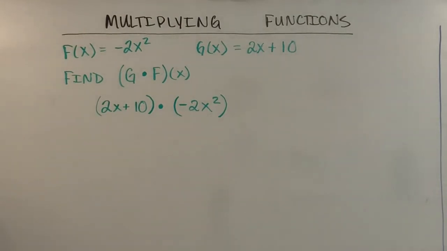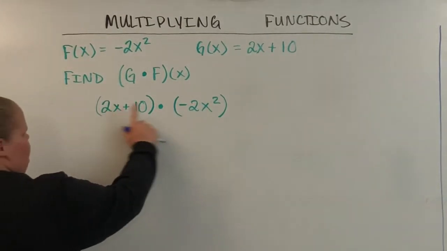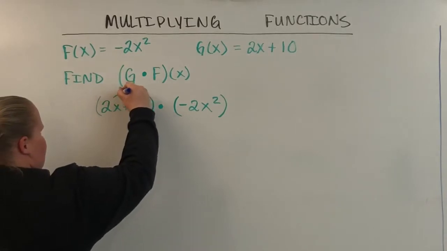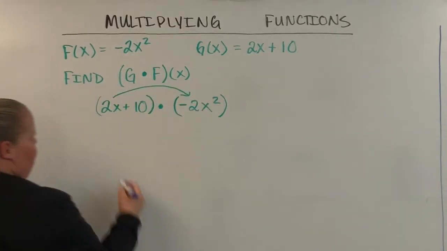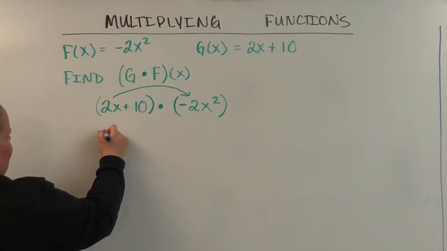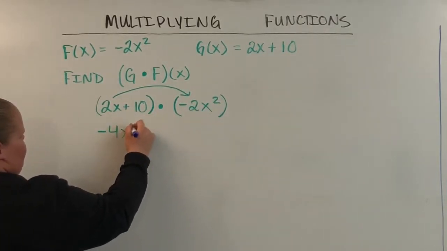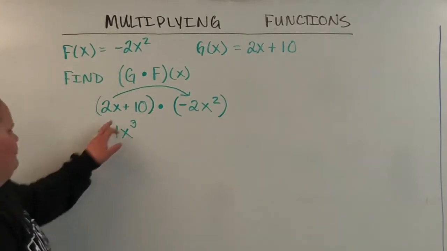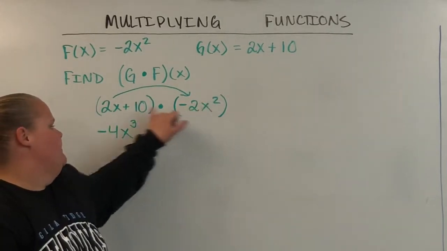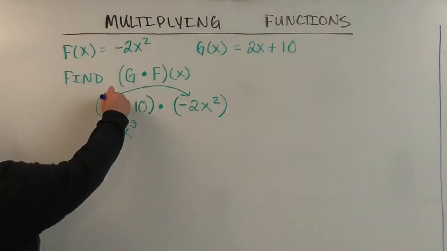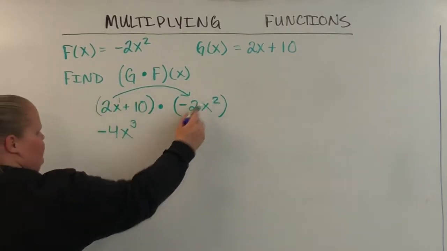Okay, from here, I'm going to multiply 2x times negative 2x squared, and I'm going to write that down. 2 times negative 2, that's going to be negative 4. X times x squared is going to be x to the third, because when you multiply like bases, you add the exponents. And this has an exponent of 1, so 1 plus 2, that gets you 3.